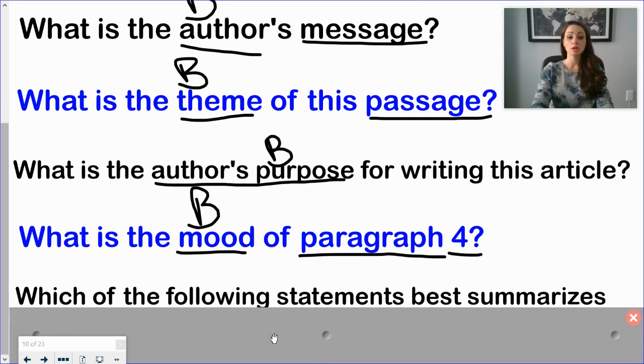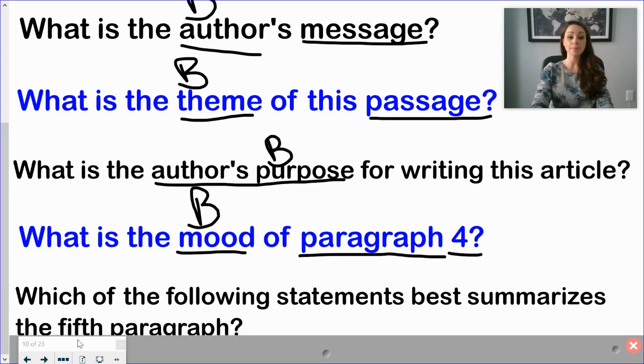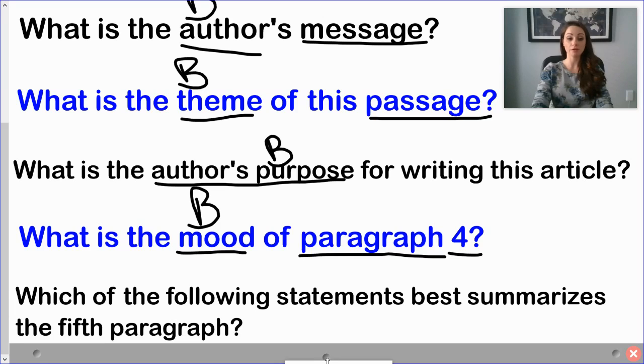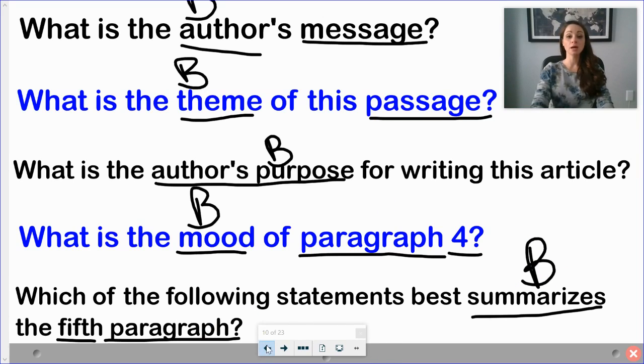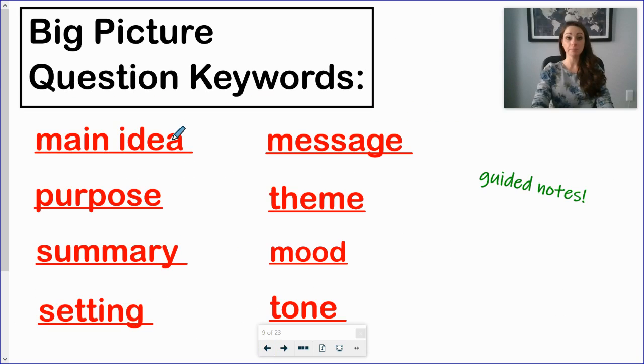Last example, which of the following statements best summarizes the 5th paragraph? My keywords here would be summarizes, and then of course 5th paragraph. Again, really important to get that 5th in there because it's specifically asking for a summary of the 5th paragraph. Summarizes is a way of saying what is a summary, so we would code that with a B. B for big picture. So again, our keywords: main idea, purpose, summary, setting, message, theme, mood, and tone.